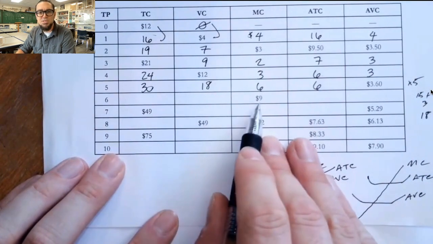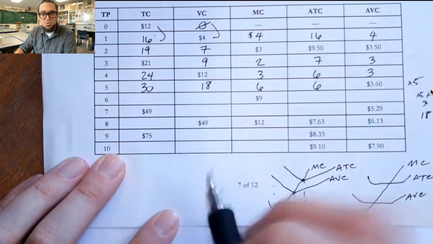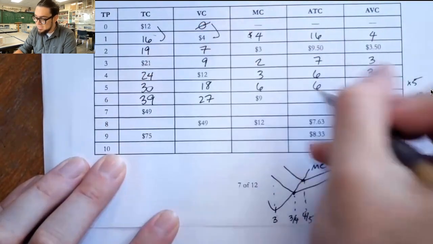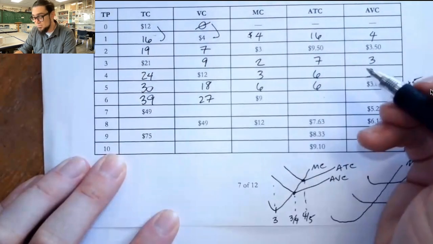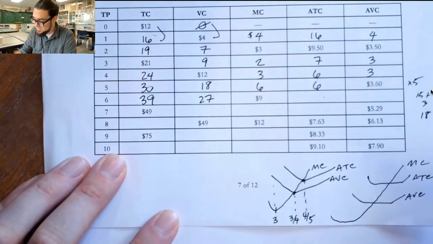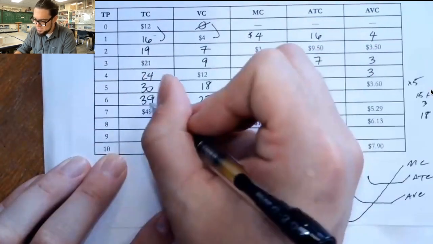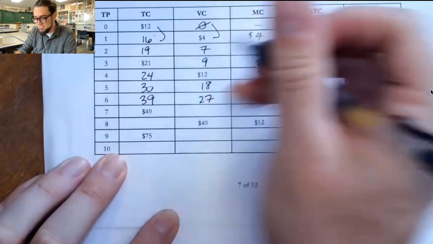Let's keep working backwards here again. $9 is the marginal cost. That means this one's got to be 27 and this one's got to be 39. The average total, 39 over 6. So how many times does 6 go into 30? That's 5. 6 goes into that.